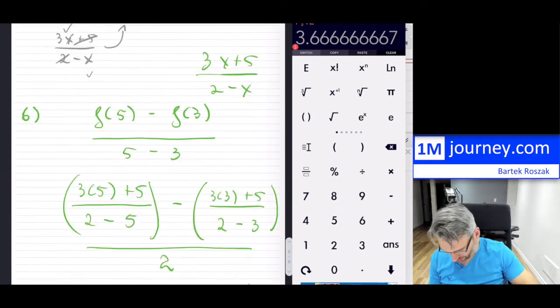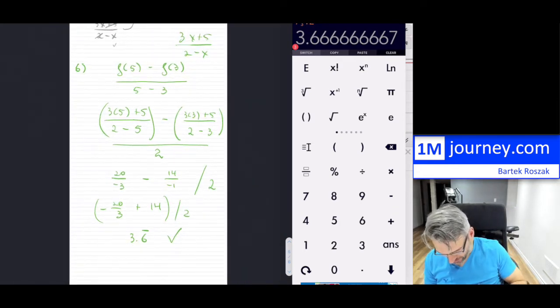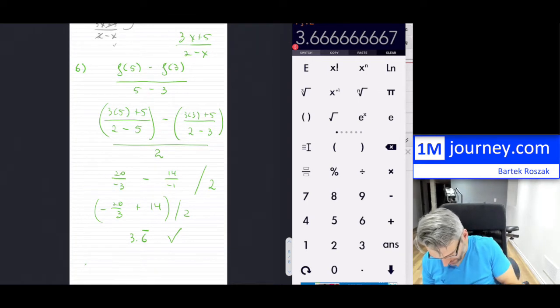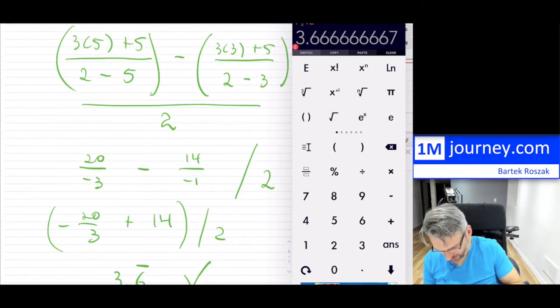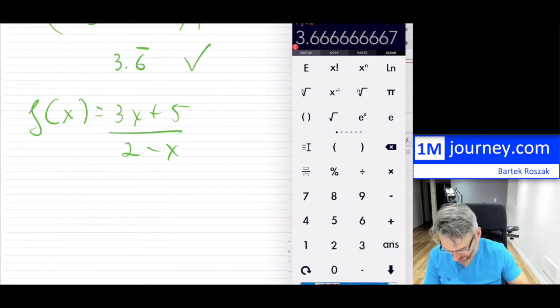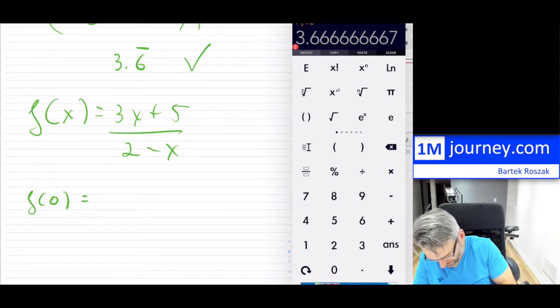Okay, so at x is equal to 0. So here it is. We have f of x equals (3x plus 5) over (2 minus x). So we need the slope, right? And I guess we'll need the y-intercept. Well, at 0, what is it? This is going to be 5 over 2, right? 5 over 2, which is 2.5.